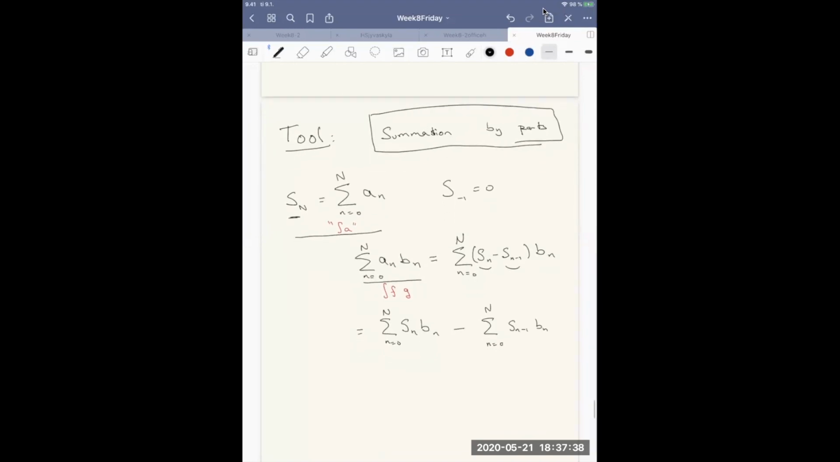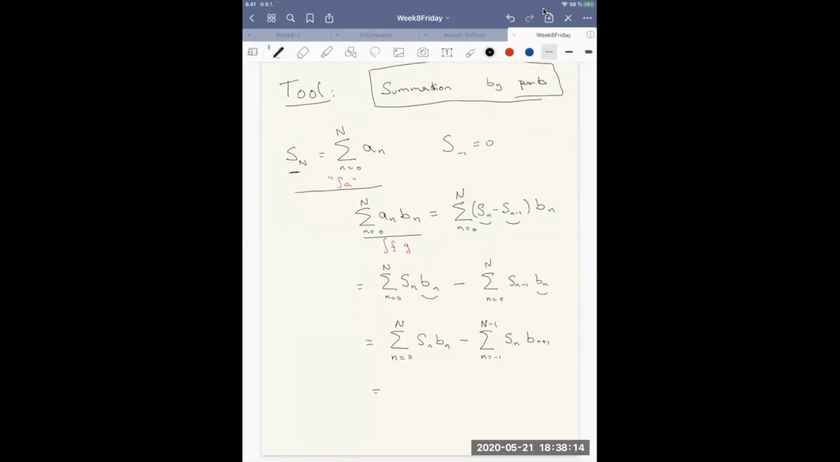Now these are grouped with the b_n term, but we want to group with the S_{n-1} term. So we want to shift the index from the other term to be n. We have minus the sum where n goes from minus 1 to N minus 1, because if n goes from 0 to N, n minus 1 goes from minus 1 to capital N minus 1, of S_n b_{n+1}.